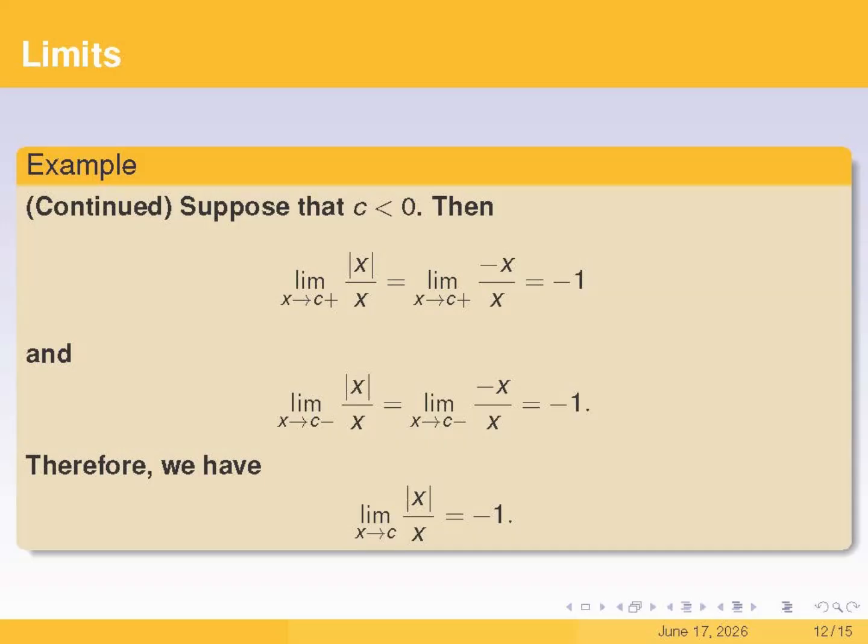Next, let's consider the limit of the absolute value function when c is less than 0. Following the same principle, because c is less than 0, x will always be negative, regardless of whether x approaches c from the left, meaning x is less than c, or from the right, meaning x is greater than c. This means the absolute value of x becomes negative x. Therefore, by the same token, both the left-hand and right-hand limits are equal to negative 1. Consequently, the theorem tells us that the limit of this absolute value function exists, and its value is negative 1.